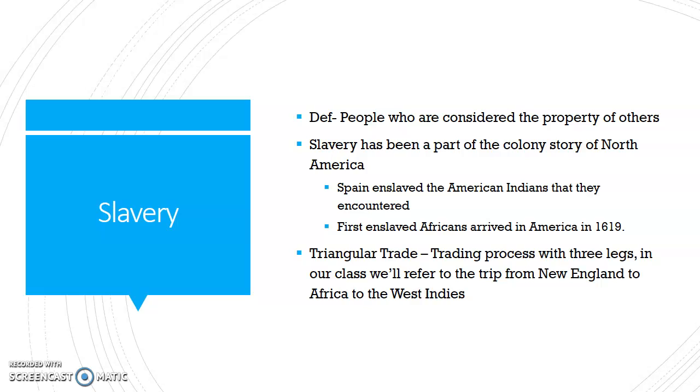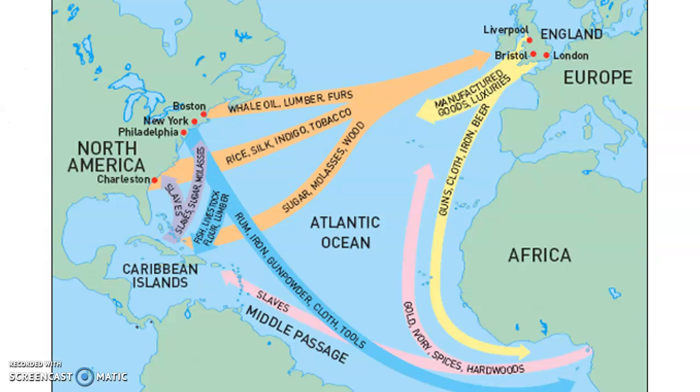There's a term you definitely should know as well. This is any trading process that has 3 legs, 3 parts. But for our purposes, we are going to refer to the trip between New England to Africa, to the West Indies, and back. So the reason I say triangular trade is any trade route with 3 legs is, you can see it here. There's all sorts of ways that trade is being moved around.